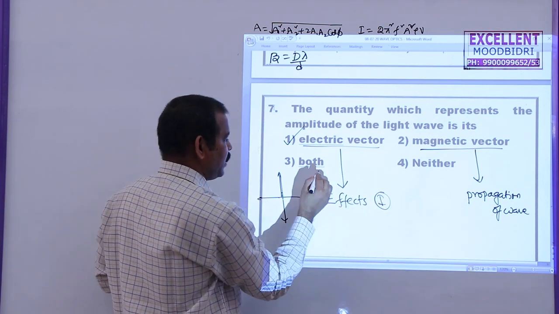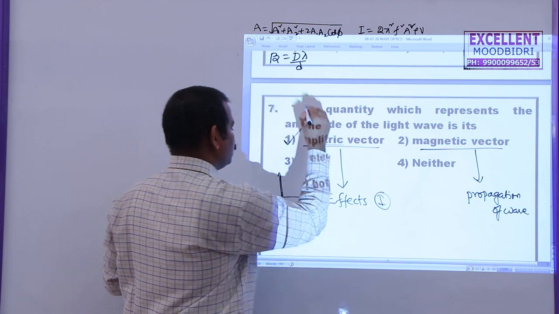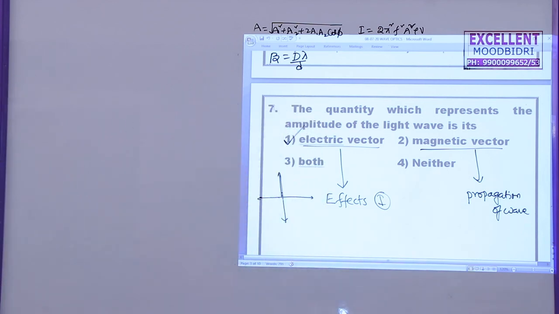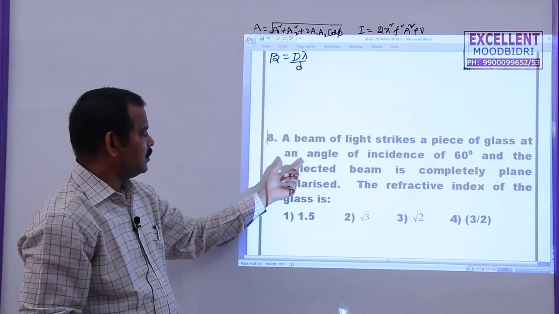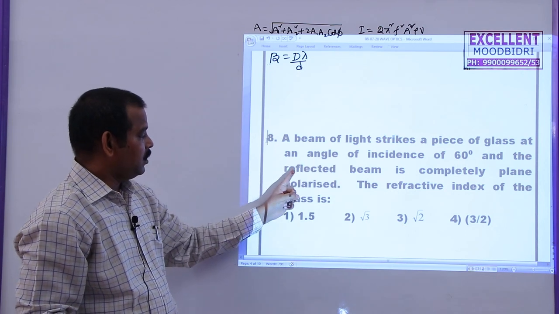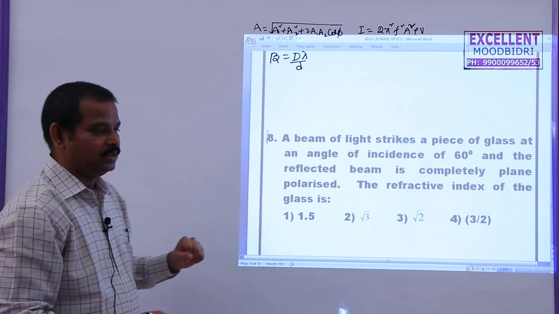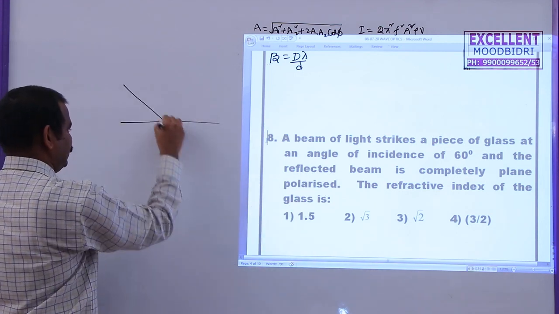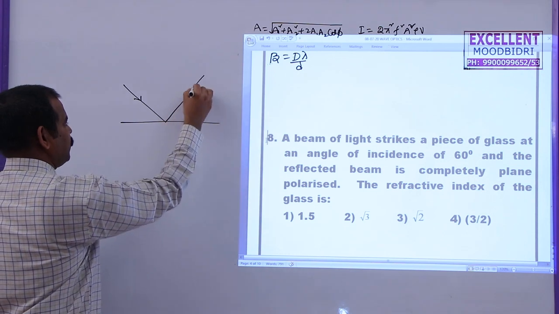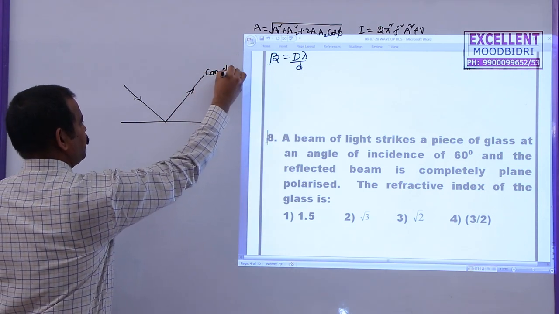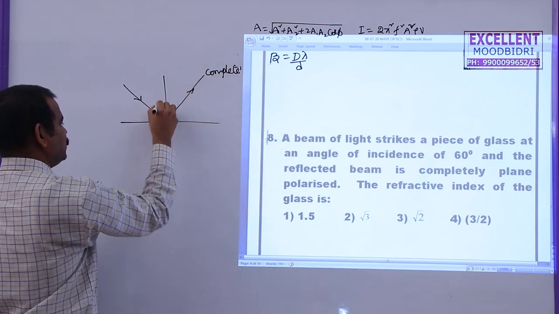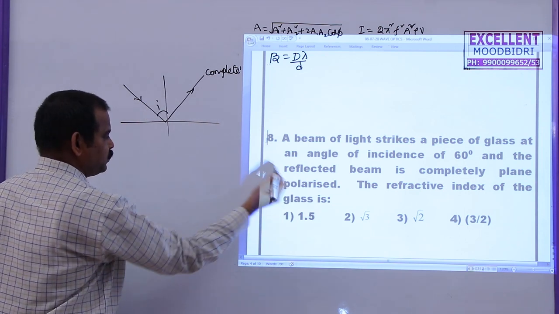So the effect shown by the light is due to this electric vector. So this is the answer. A beam of light strikes a piece of glass at an angle of incidence 60 degrees and the reflected beam is completely plane polarized. The refractive index of the glass is? Here, whenever light strikes a surface, if the reflected light is completely plane polarized, then the angle of incidence is called Brewster's angle. So this is from Brewster's law.